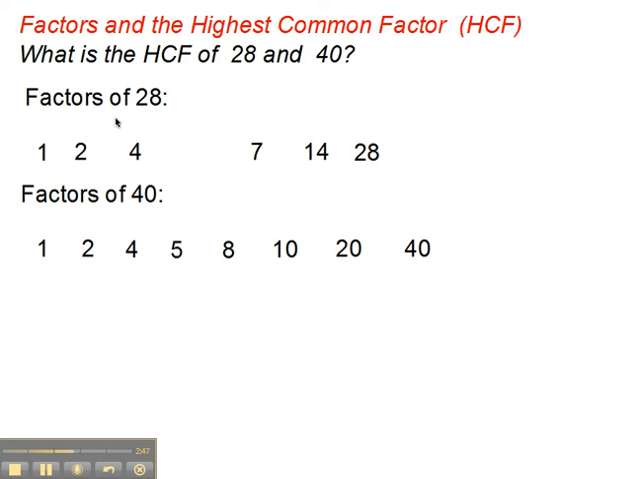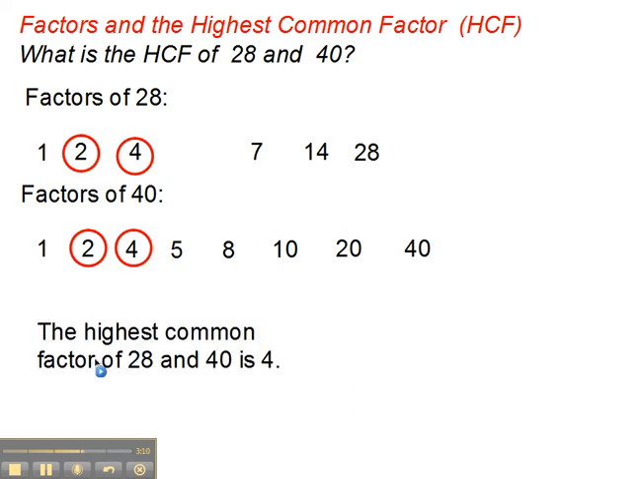So we've got all the factors of 28, all the factors of 40. We want to look at common factors. Well, 2 is common. Circle it. 4 is common. But if you look, there are no bigger common factors. So the highest common factor of 28 and 40 is 4. 2 is also a factor of both, but it's not the highest.